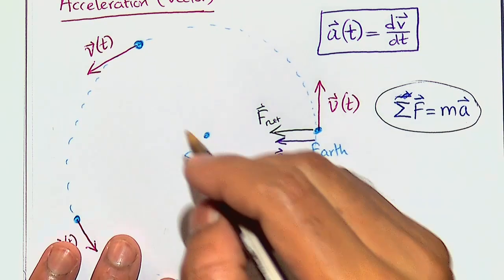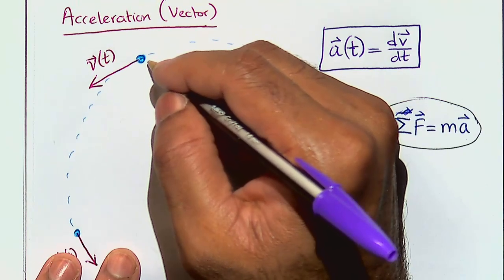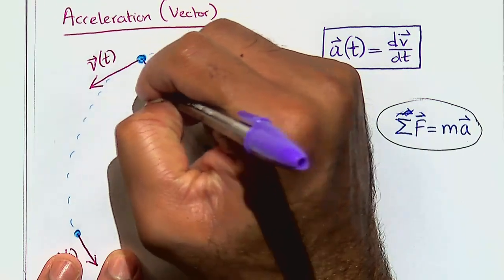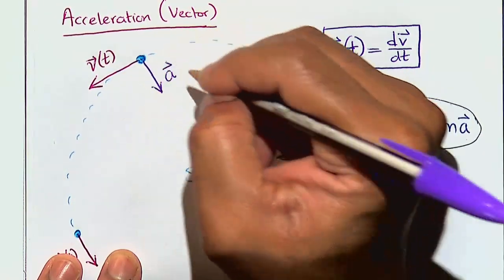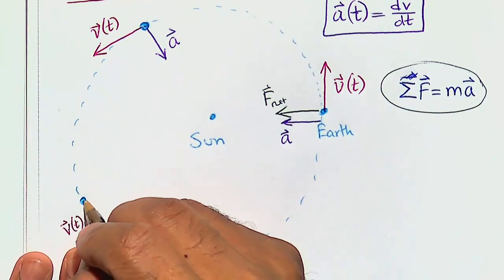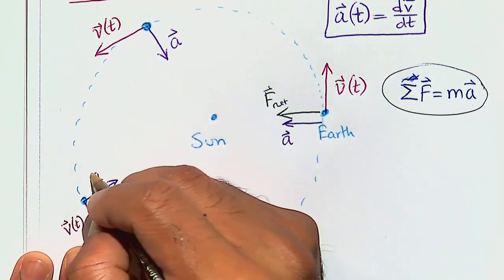And when you get over here, the Earth is over here, the acceleration is now, again, pointing towards the Sun. That is your acceleration. When you're over here, again, pointing towards the Sun.